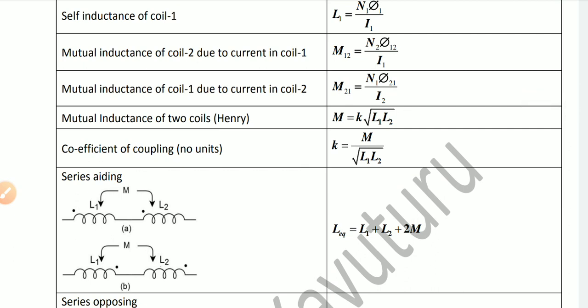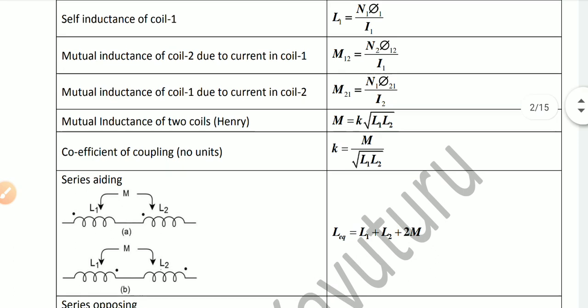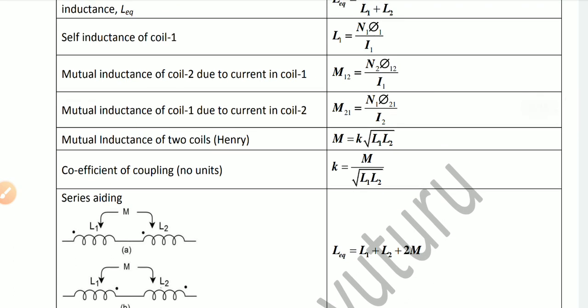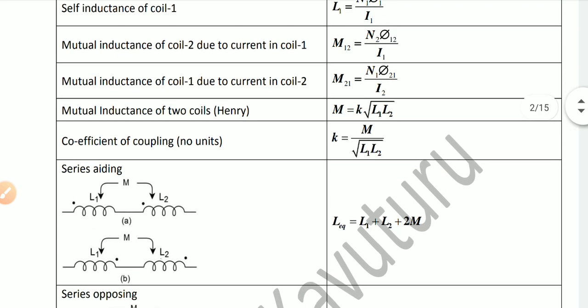Next, the mutual inductance of the two coils can be given as M is equal to K into root L1 L2, where K is called the coefficient of coupling. L1 L2 are the self-inductances of the coils 1 and 2 respectively. Next, coefficient of coupling is given as K is equal to M by root over L1 L2. The unit for self-inductance and mutual inductance is the same, that is Henrys.